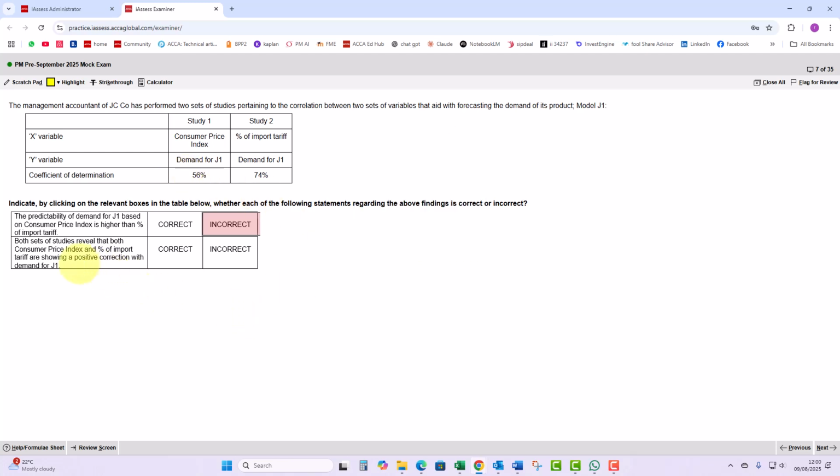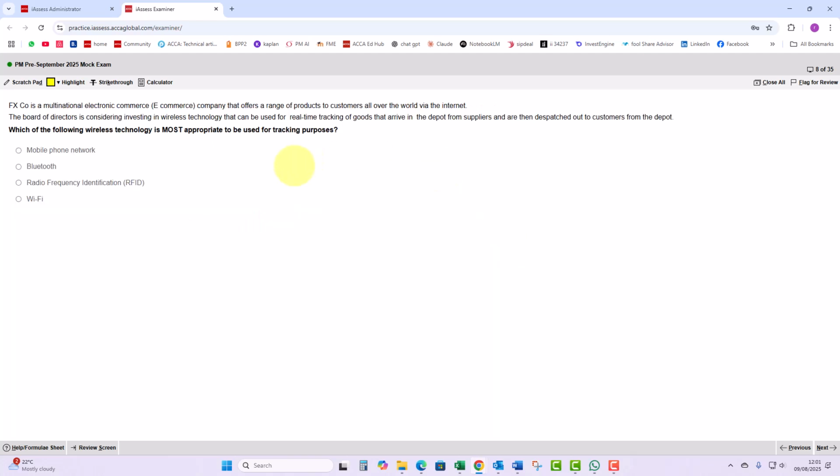This is where it's important to read the question. It says showing a positive correlation. To get to these figures, the 56%, you take the correlation coefficient and square it, and if there was a negative, i.e. it's a negative correlation, you would lose that information. So we can't make this statement.